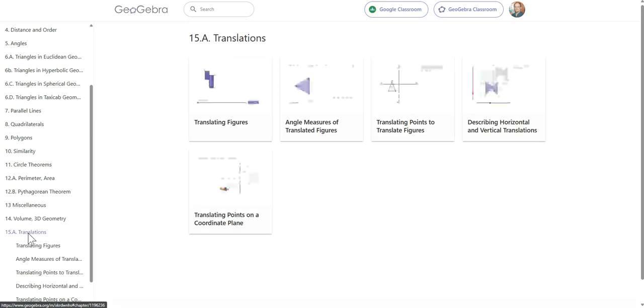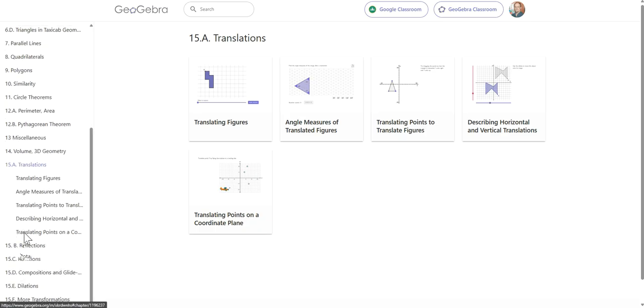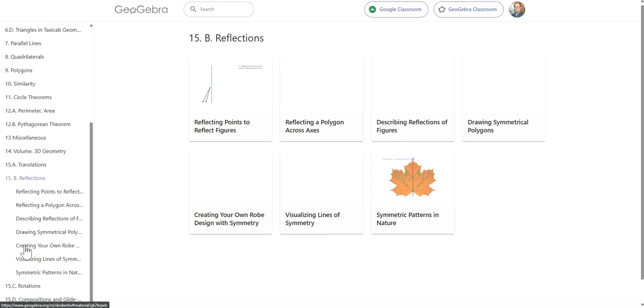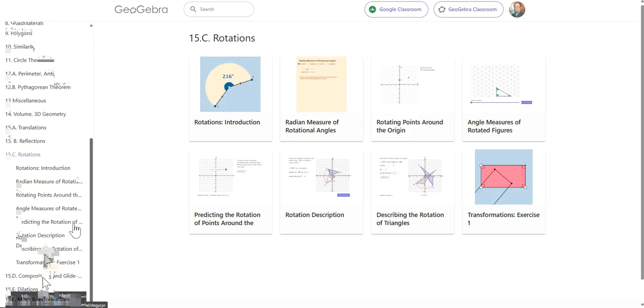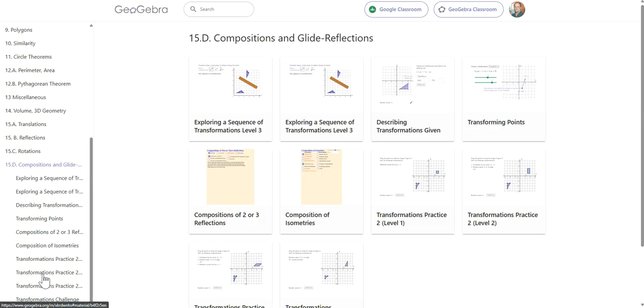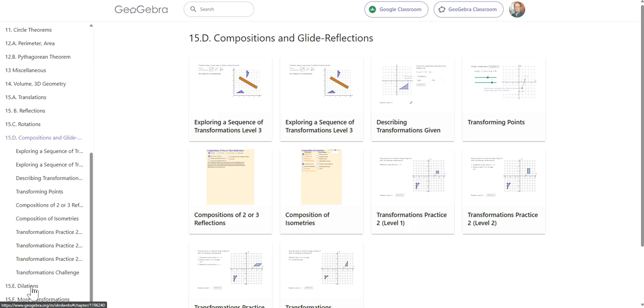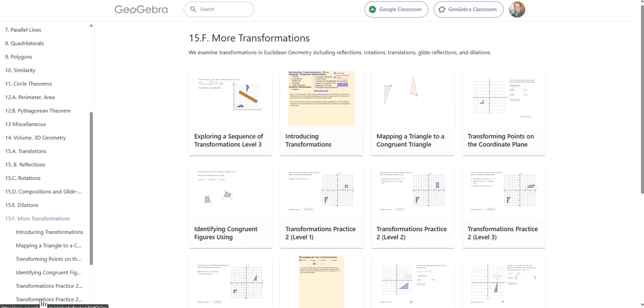Got some just on translations. Those look like things that other folks have made. Reflections here, rotations here, and then some of mine are here. And the ones that we're looking at here are either in the more transformations or compositions. You'll see those.